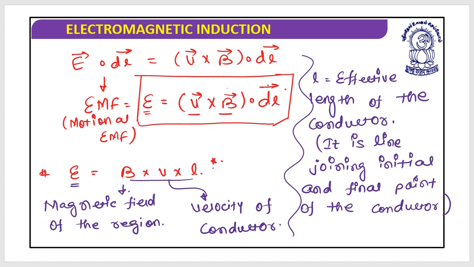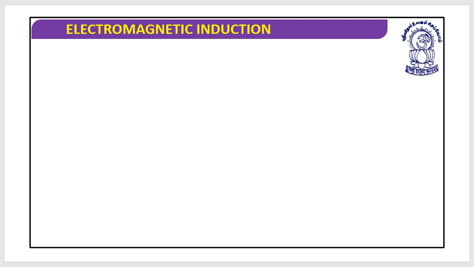But again, certain conditions apply. Now let's look at what conditions I'm talking about and how they act on my situations. When I say ε equals BvL, if you look at my relation very carefully, it is (v cross B) dot dl.